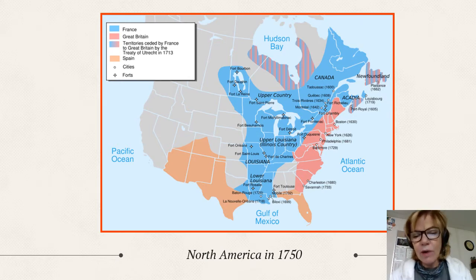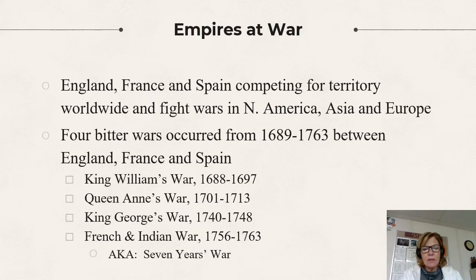But if you look up around Hudson Bay, Newfoundland, and also Acadia, New Brunswick, that area is actually going to be claimed by the British, and that's a result of wars between the British and the French and even the Spanish, as they're all competing for territory, not just here in North America, but throughout the world. So the competition between England, France, and Spain takes place with a series of wars that take about 70 to 75 years or so. The four of them are listed here, right? They're fighting all around the world for territory and claims.